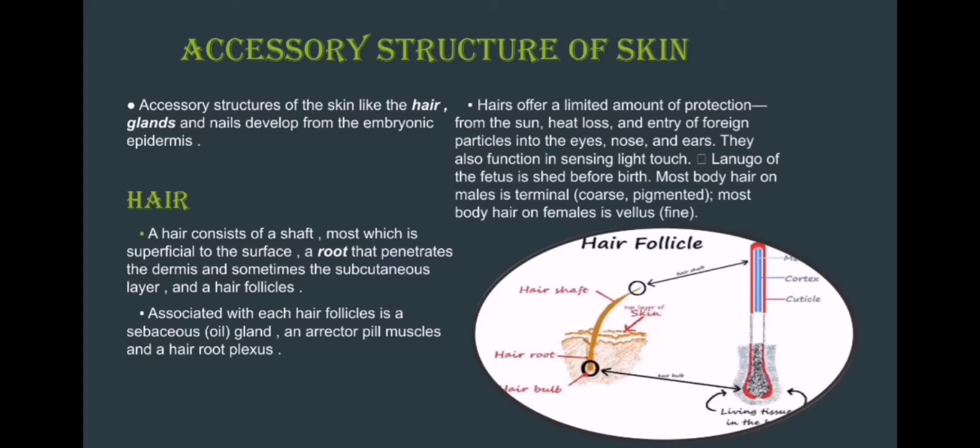Hair offers a limited amount of protection from the sun, heat loss, and entry of foreign particles into the eyes, nose, and ears. We all know naman na may mga hair sa tatlong nabanggit. They also function in sensing light touch. Lanugo of the fetus is shed before birth. Lanugo is a hair that can be found sa mga newborn babies.